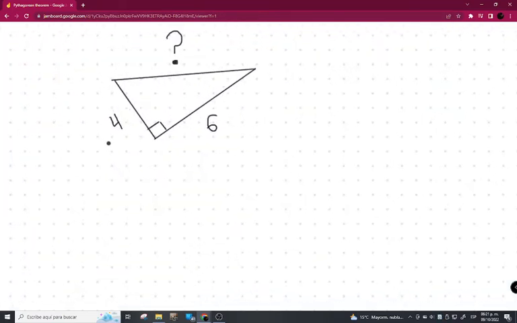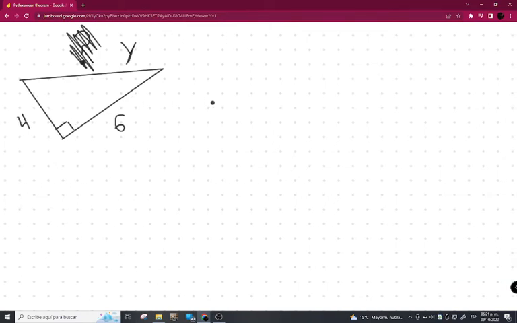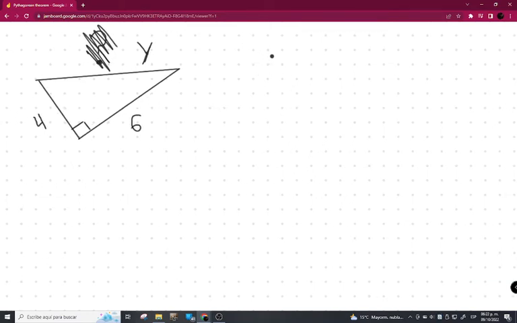So here, we have this right triangle. 4 and 6 are the legs. The hypotenuse, let's call it also x, or actually, let's call it y. So remember the Pythagorean theorem: a squared plus b squared equals c squared, and a and b are the legs. So for this case, it will be 4 squared plus 6 squared equals y squared.